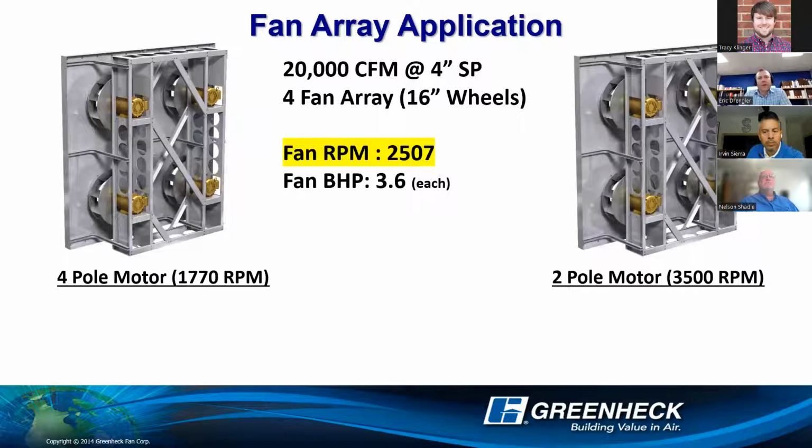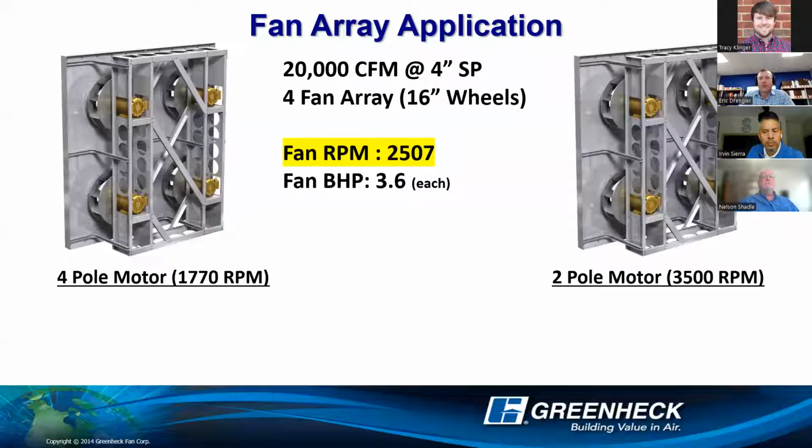So I've got a fan array application here. In this example, I'm just running 4 fans to move 20,000 CFM. Each fan needs to run at 2,507 fan RPM, and it's going to consume 3.6 horsepower each wheel here. And that speed does not align with a typical induction motor speed. So a 4-pole motor running at 60 hertz is going to run about 1770 RPM, and a 2-pole motor is going to run at 3,500 RPM at 60 hertz.